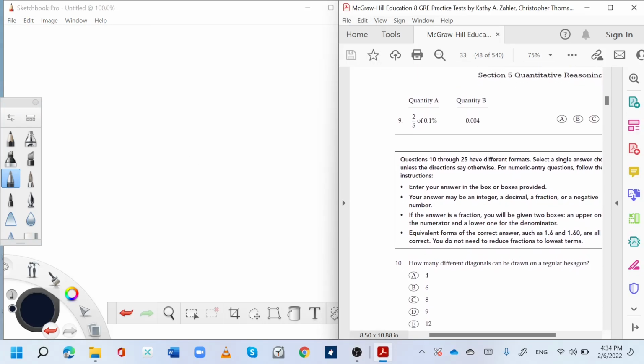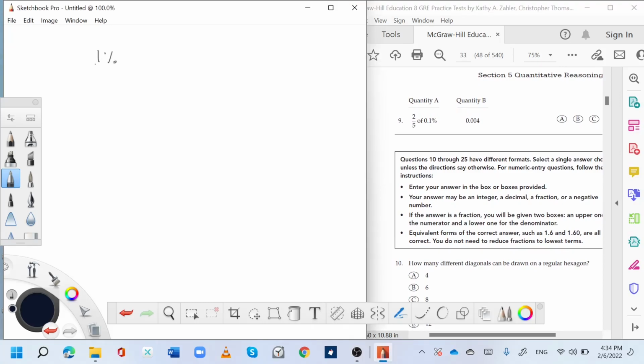Quantity A, 2/5 of 1%, so we've got 0.1%, which equals 0.001, and 2/5 is equal to 0.4. So we want to multiply these two together: 0.001 times 0.4, we're just going to move the decimal over, 0.0004. And we can see that quantity B is clearly bigger.